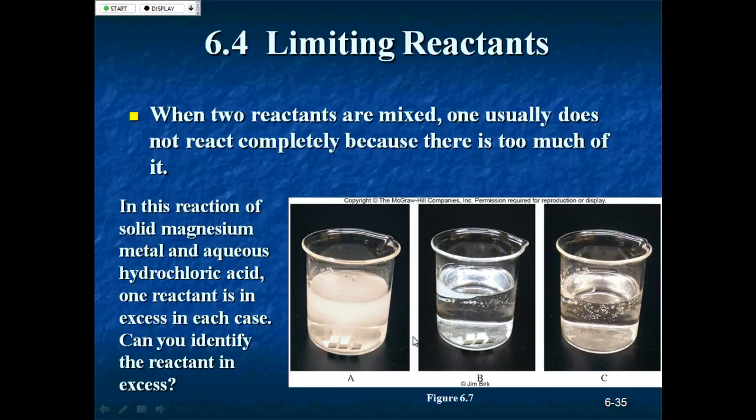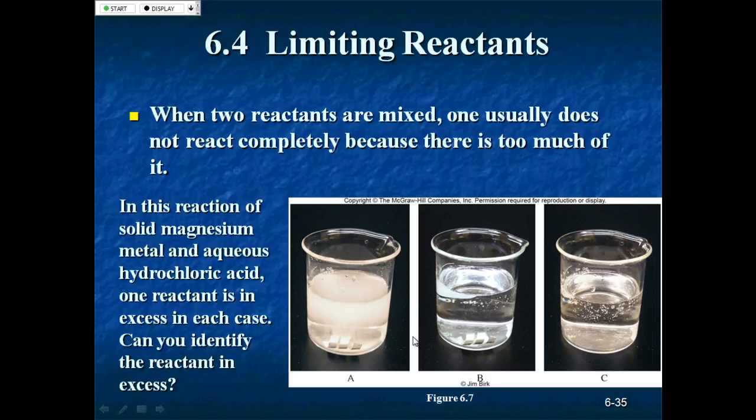So we know that when we mix two reactants, one usually does not react completely. We have seen that many times in lab. Maybe you haven't noticed, but from now onwards, you will start noticing. Let's say we have this reaction. The picture shown here is solid magnesium metal reacting with hydrochloric acid. In the first beaker we have hydrochloric acid. We put let's say 3 pieces of magnesium. Can you see in the bottom of the beaker 3 metal pieces?